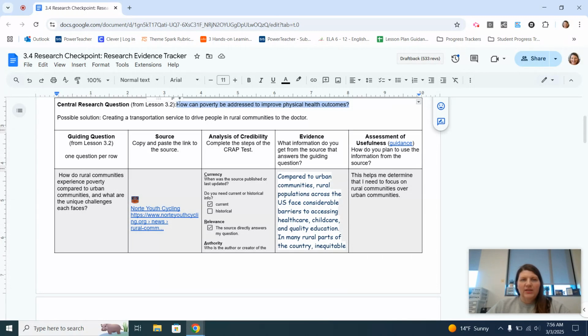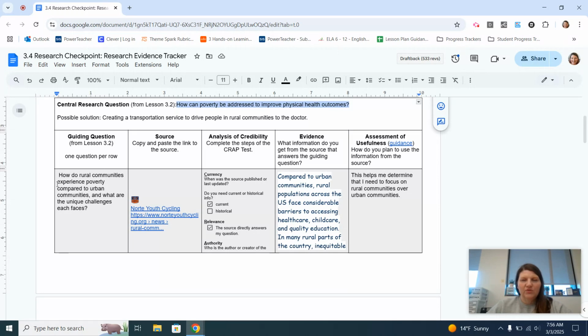So if I am trying to answer the question, how can poverty be addressed to improve physical health outcomes? Okay, so that means I am focusing solely on physical health and how we can do something about poverty to improve physical health. So when I'm looking through my evidence here, what are the patterns that stand out?